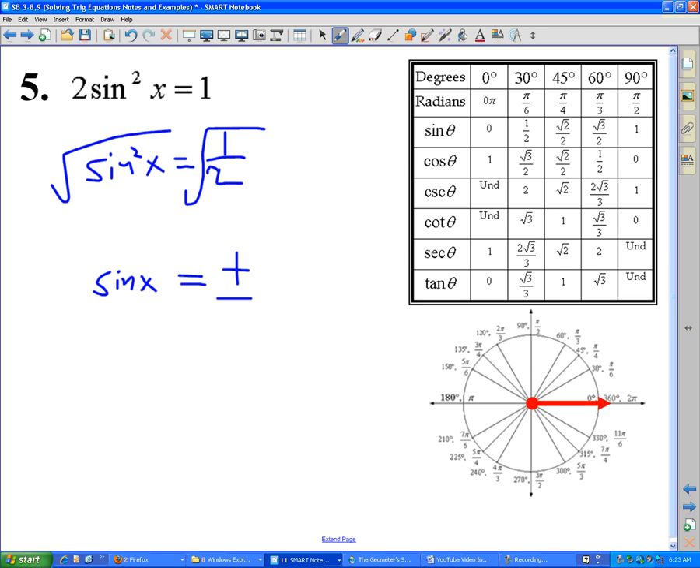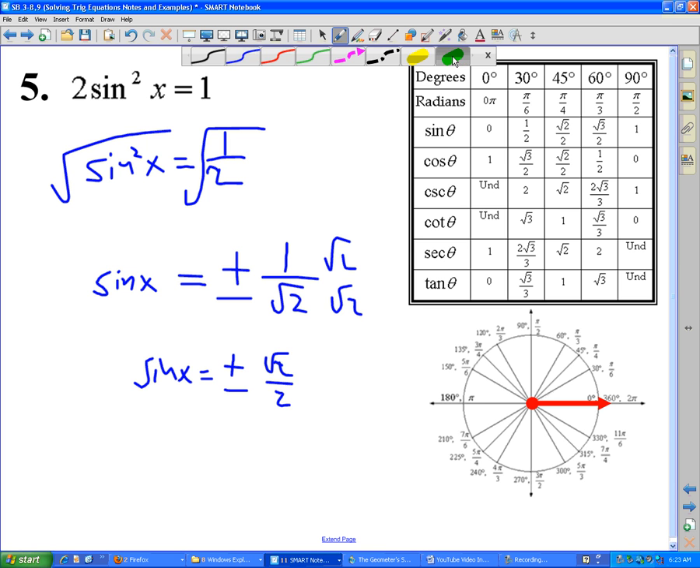The square root of 1 is 1. The square root of 2 is root 2. We generally like to rationalize these, don't we? And so where is the sine of x equal to a positive or negative root 2 over 2? So we go to our table of values. Sine is the function this time, and root 2 over 2 is the ratio. And as you can see, we're dealing with a 45-degree reference angle.